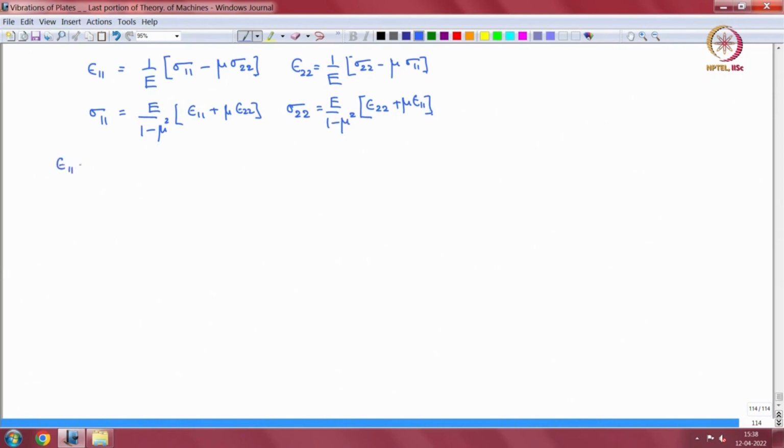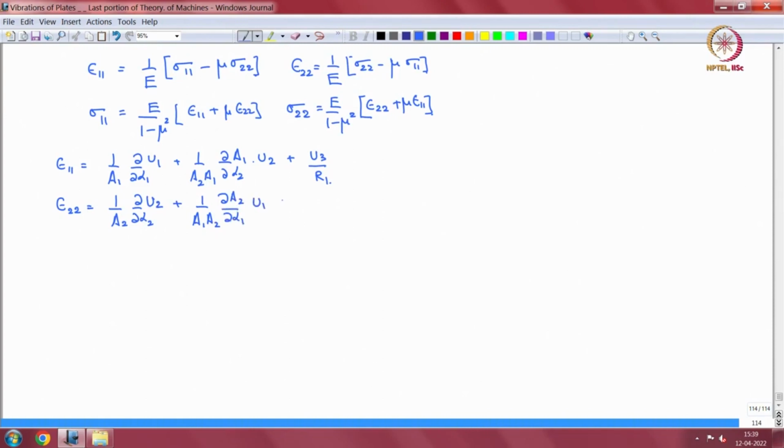And what is epsilon 1 1? Epsilon 1 1 is 1 over A1 del alpha 1 U1 plus 1 over A1 A2 del alpha 2 of A1 into U2 plus U3 by R1, and epsilon 2 2 is equal to 1 by A2 del alpha 2 of U2 plus 1 by A1 A2 del A2 by del alpha 1 U1 plus U3 by R2.